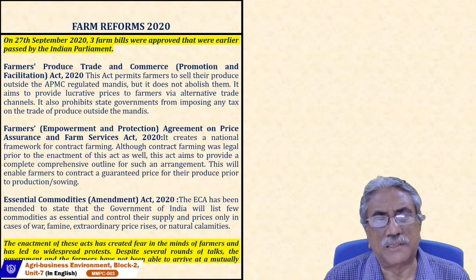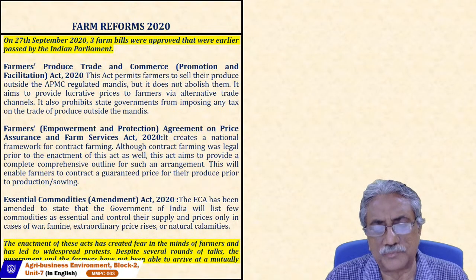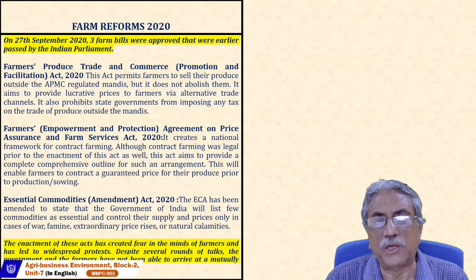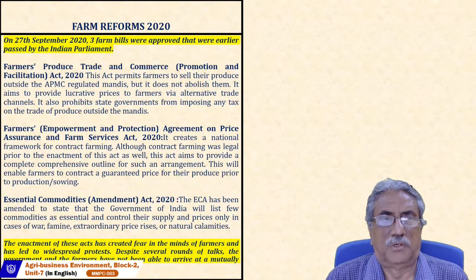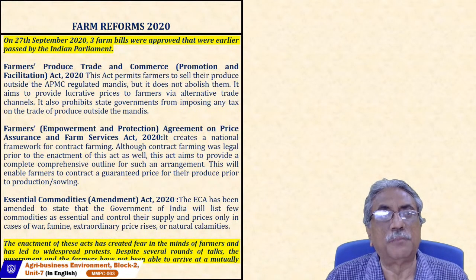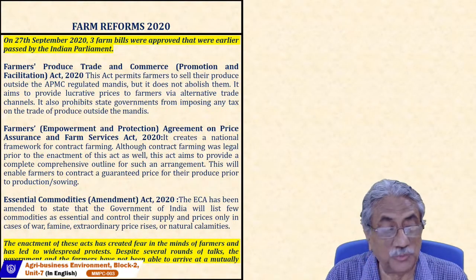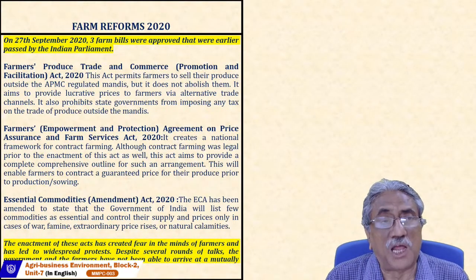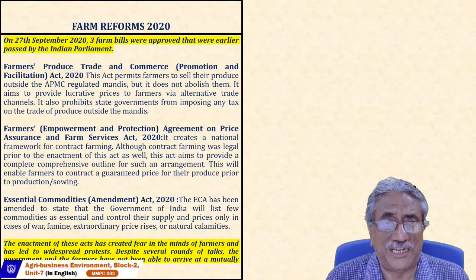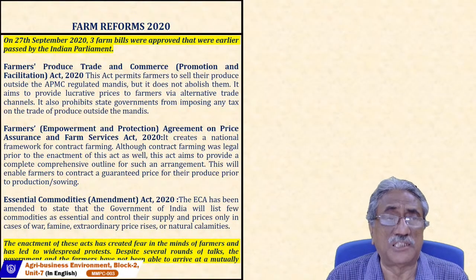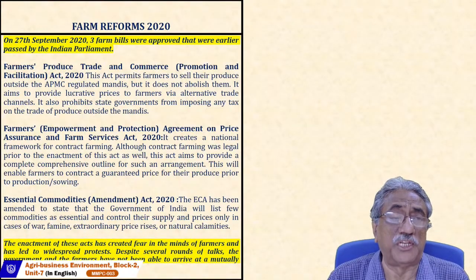So on 27th September 2020, you can understand that was the time of high COVID, three farm bills that were earlier passed by the Indian Parliament were approved. What are the bills? Let us know. The Farmers' Produce Trade and Commerce Promotion and Facilitation Act 2020.